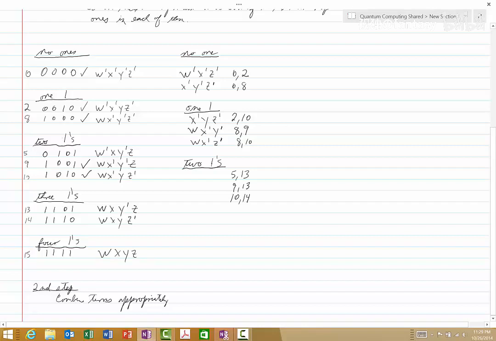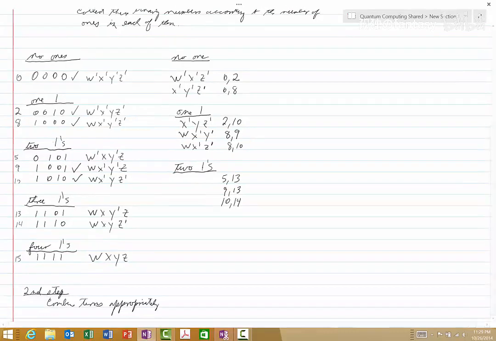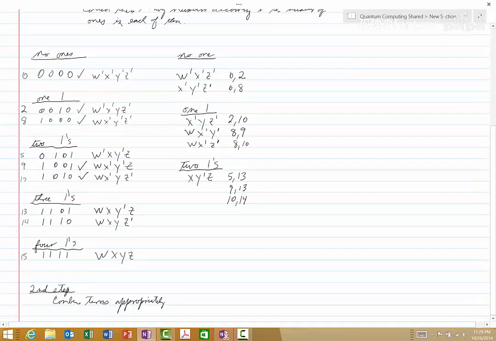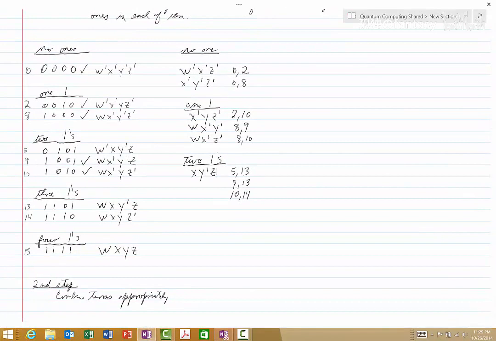Okay, so I hope that everything is clear for you now, and now let's go back and write down the variables for each one. So when we combine 5 and 13, notice that the only position in which they differ is the W position. Everything else is 101. So we have X, Y prime, Z. That's 5 and 13, so we put a check by 5, and we put a check by 13.